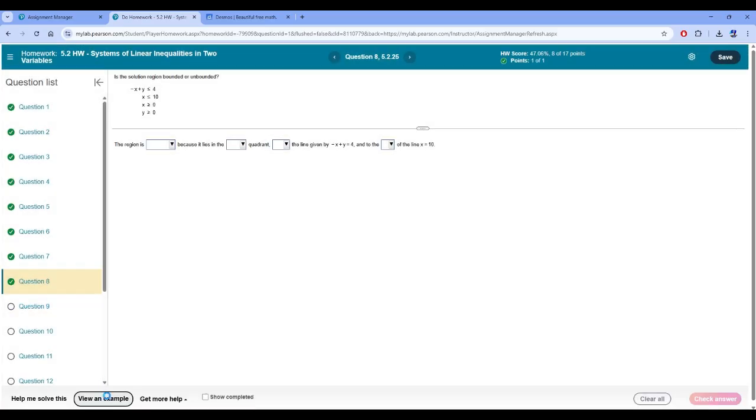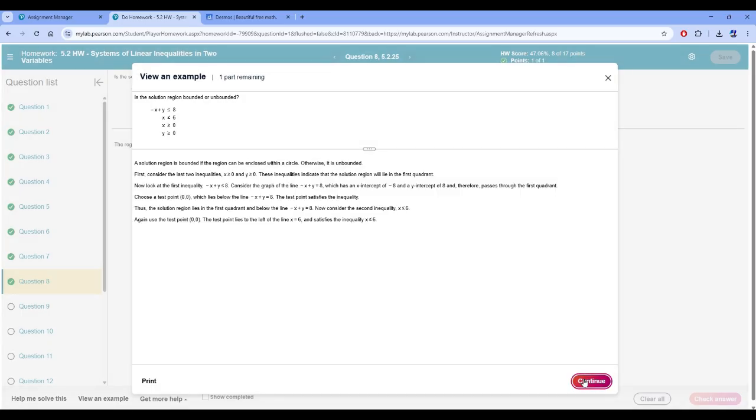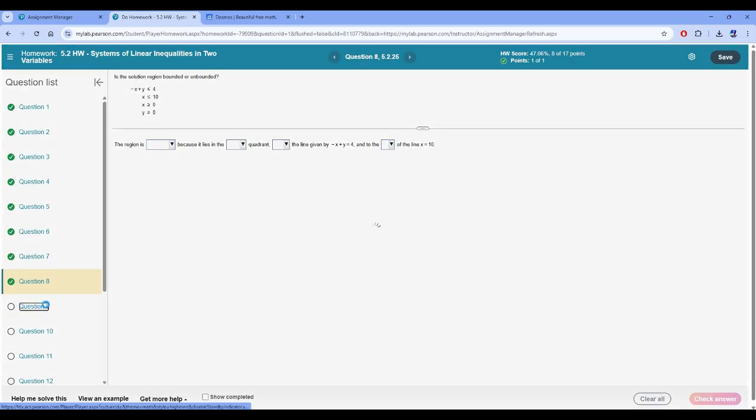Can I see an example of that? Will they give me a graph, or is it just taught verbally? Just verbally. That's not exciting. Alright, so this region is bounded. It lies in the fourth. It is above and it lies to the left. Moving on. Same exact thing, right?